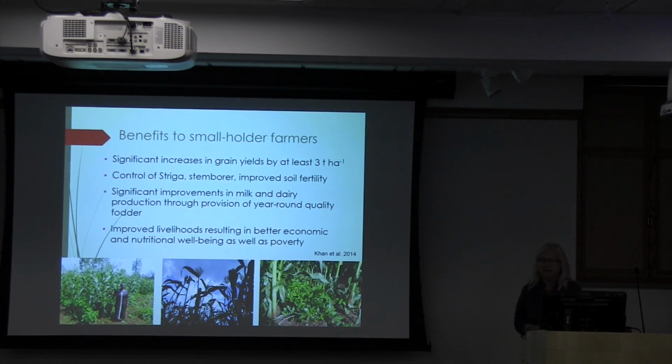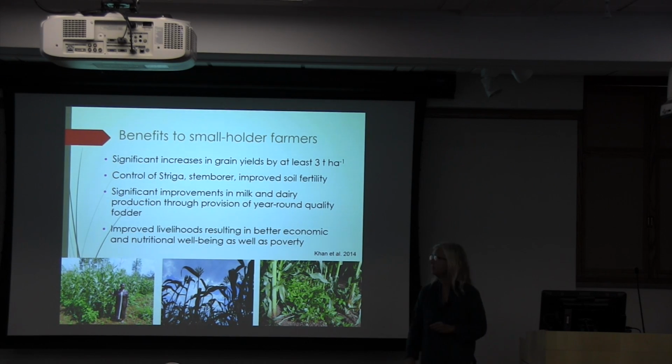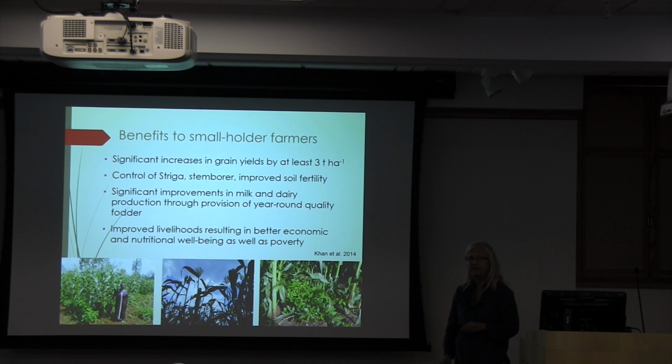So the benefits have been documented extensively by work out in farms in terms of yield increases, the control of striga and stem borer, and a little bit of work on soil fertility. Most of the conclusions about soil fertility are anecdotal or indirect and based on yield improvements, and the plants look more vigorous, and we know nitrogen fixation is going on. And that's one area I'm very interested in trying to actually document.